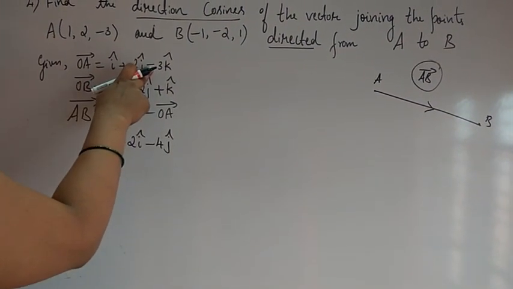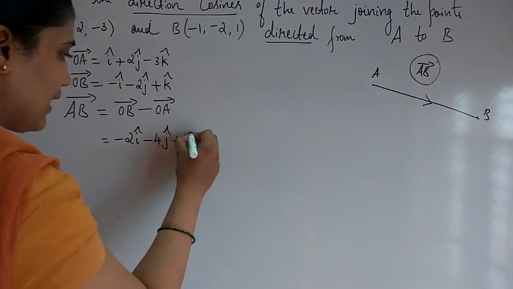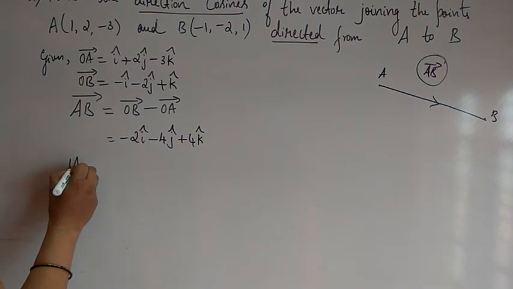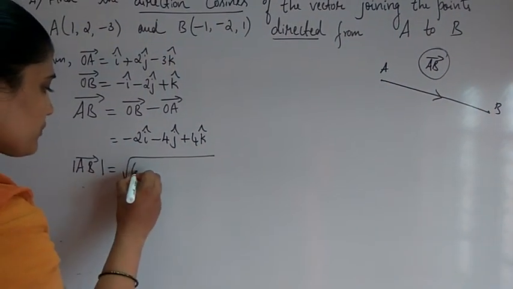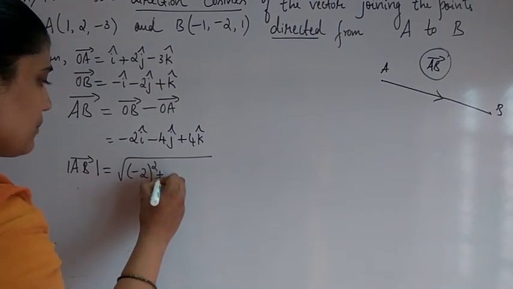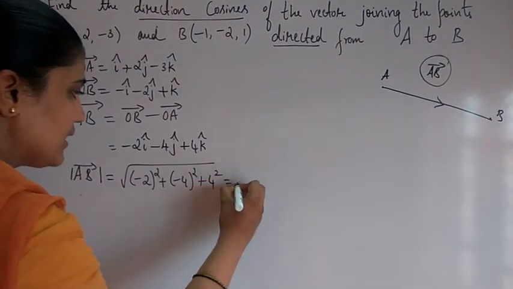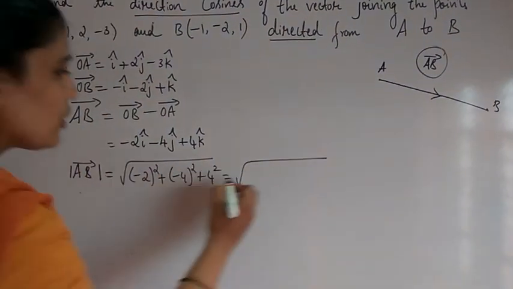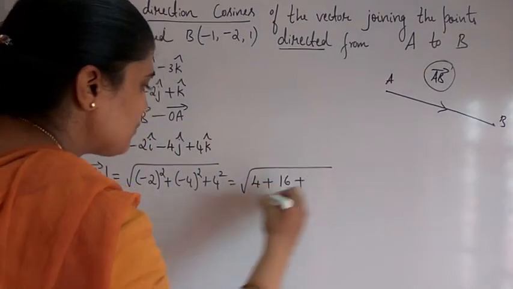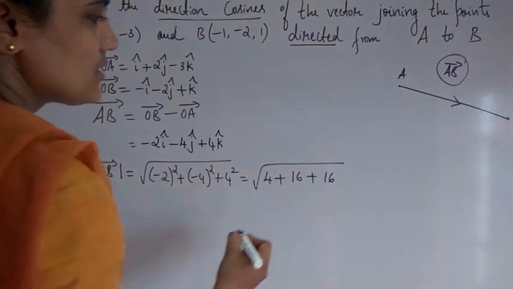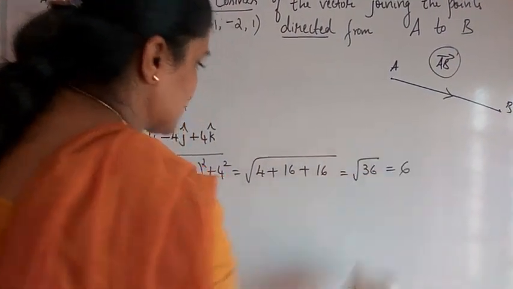So minus into minus plus. So K cap plus 3 K cap is plus 4 K cap. Okay. Then find the magnitude of vector AB. Magnitude of vector AB equals root of (minus 2) whole square plus (minus 4) whole square plus 4 square. That is square root of (minus 2) whole square is 4, plus (minus 4) whole square 16, plus 4 square 16. So here we get root 36. Root 36 is 6. Okay.